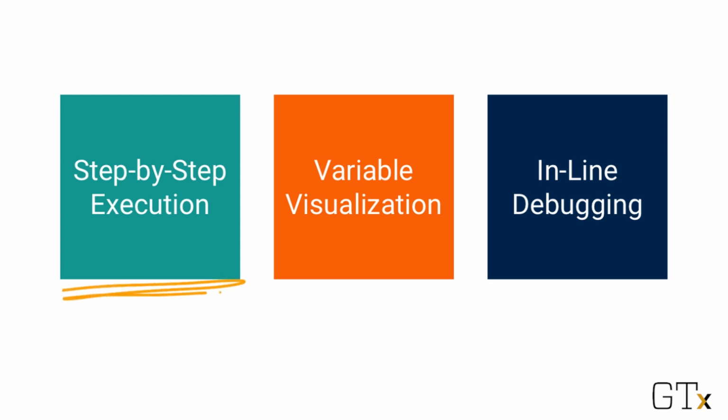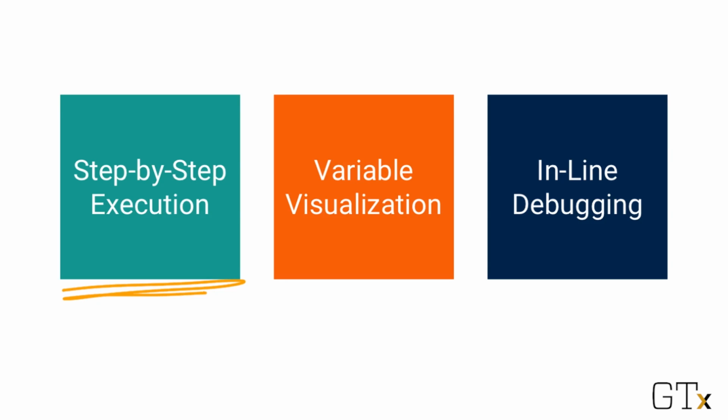One I call step-by-step execution. Some development environments will let you run your code one line at a time instead of all at once. There are a couple benefits there. You can trace through the code and make sure it's running the way you expect it to run. You can run it step by step to mentally simulate what's going on. Or you can use it in combination with these other two methods to get a really complete view of how your program is running.